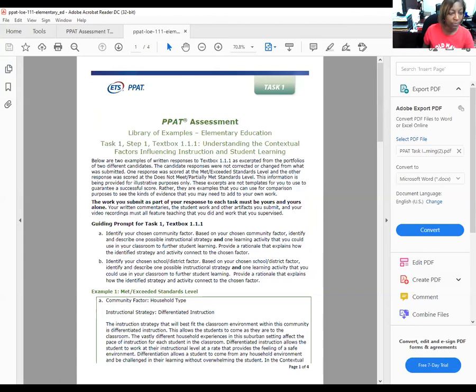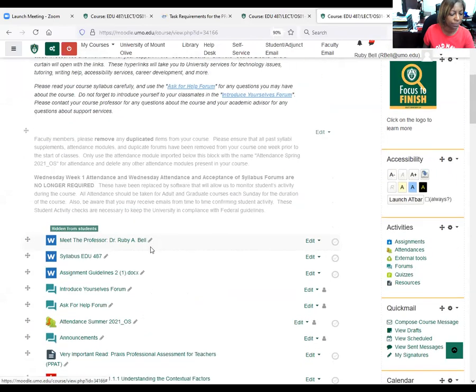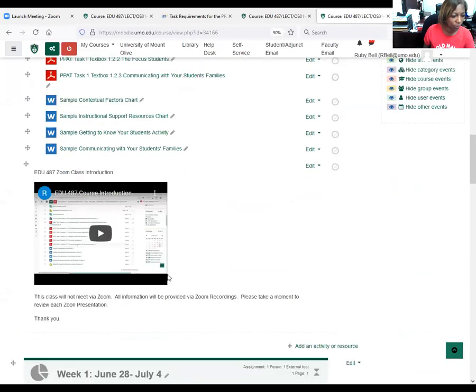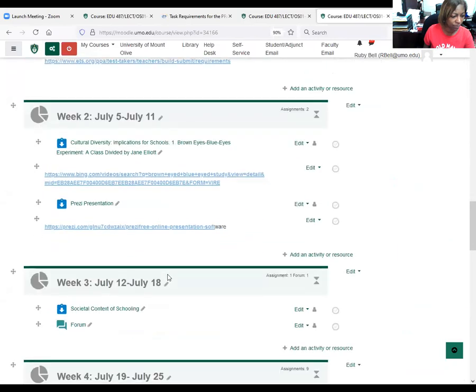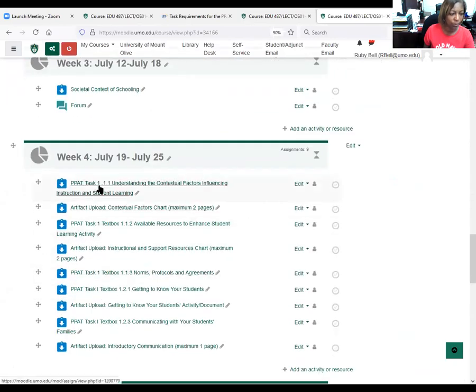Let me share my screen. These are all due week 4. You will respond to the bullets for the library example, task 1.1.1, and then you will upload your contextual factors chart. You will respond to text box 1.1.2, and then you will upload an instructional resources chart.